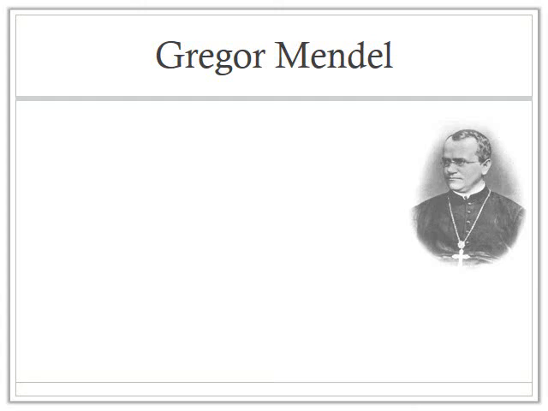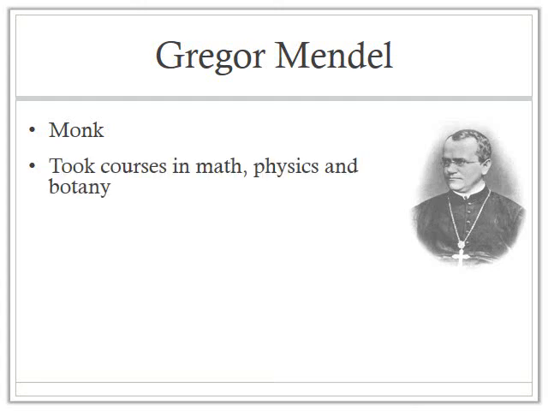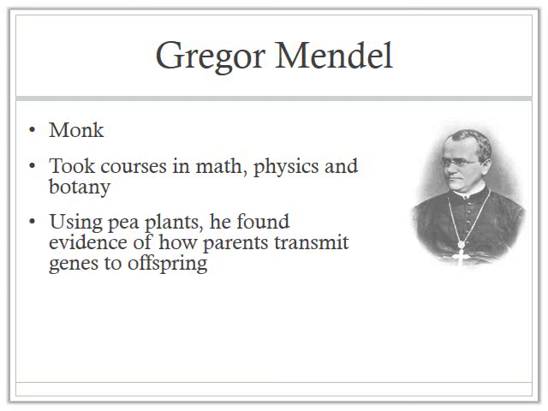Gregor Mendel is the father of genetics. He was an Austrian monk, not Australian. He was Austrian. And his life's work was dealing with the pea plant, looking at the genetics of the pea plant. Well, he was also a mathematician, a physicist, a botanist. But he used the pea plant to discover lots of different things that were taking place.